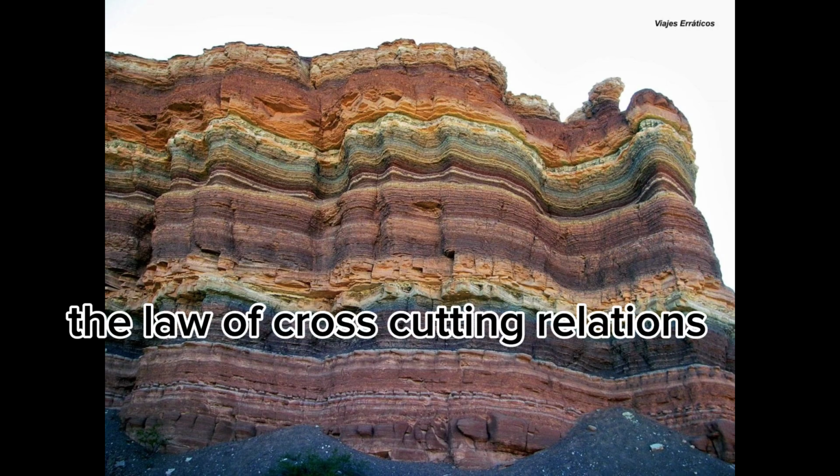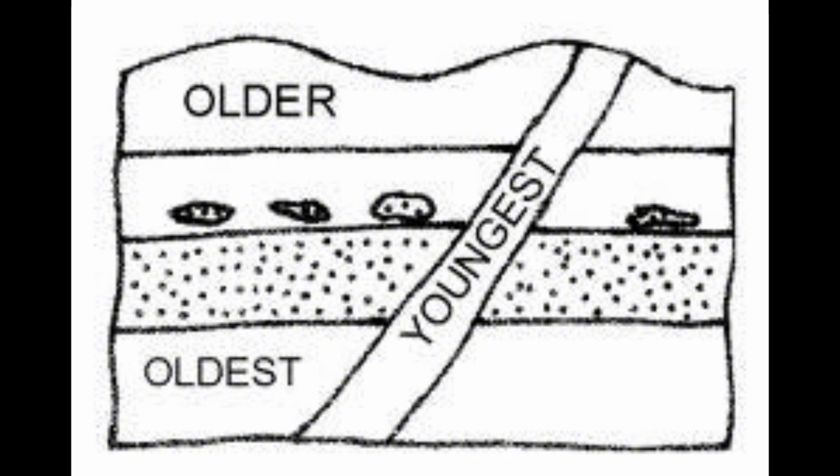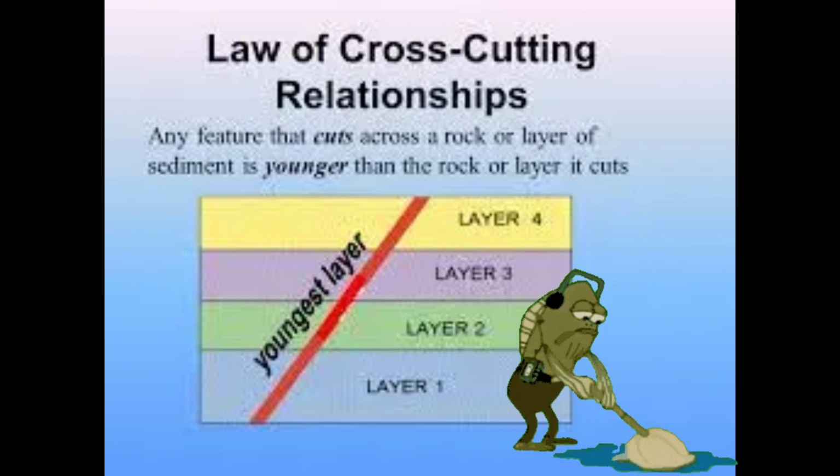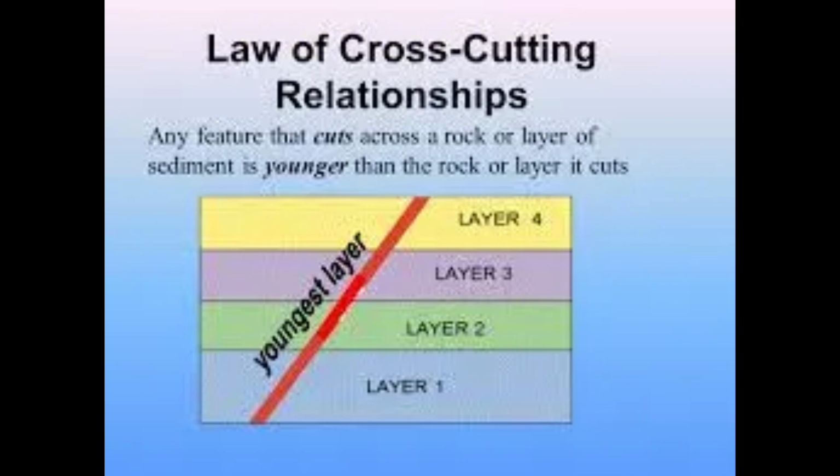Another important law to note is the law of cross-cutting relations. This basically means that if a rock is cut into, the rock cutting into that rock is younger. That's a bit hard to explain, but if there's, for example, a rock of limestone and basalt is cutting into it, the limestone has to be older because the basalt had to cut into it, meaning the basalt is younger. Because if the limestone wasn't there first, what would the basalt cut into?